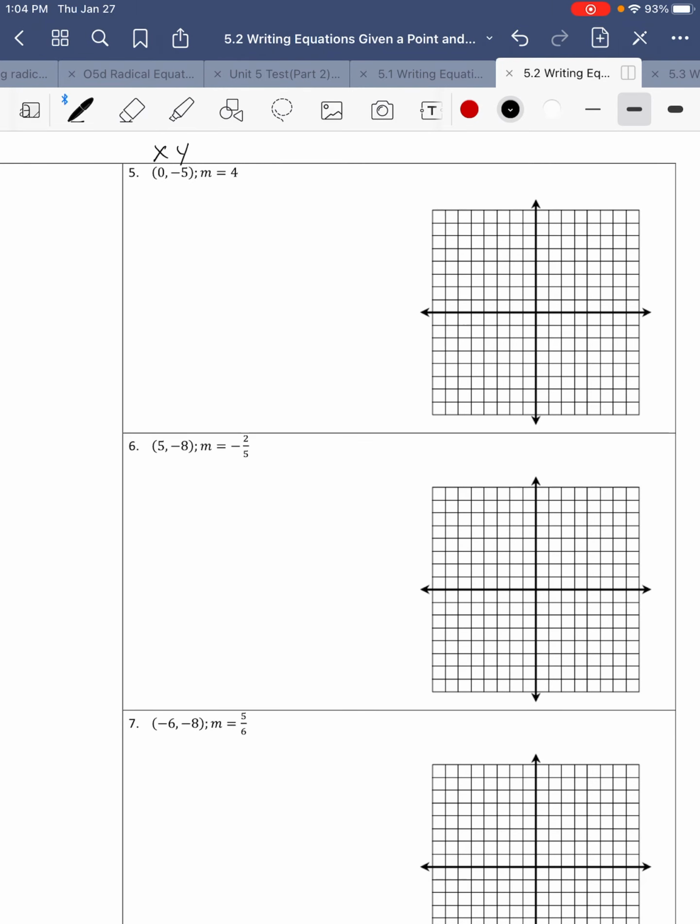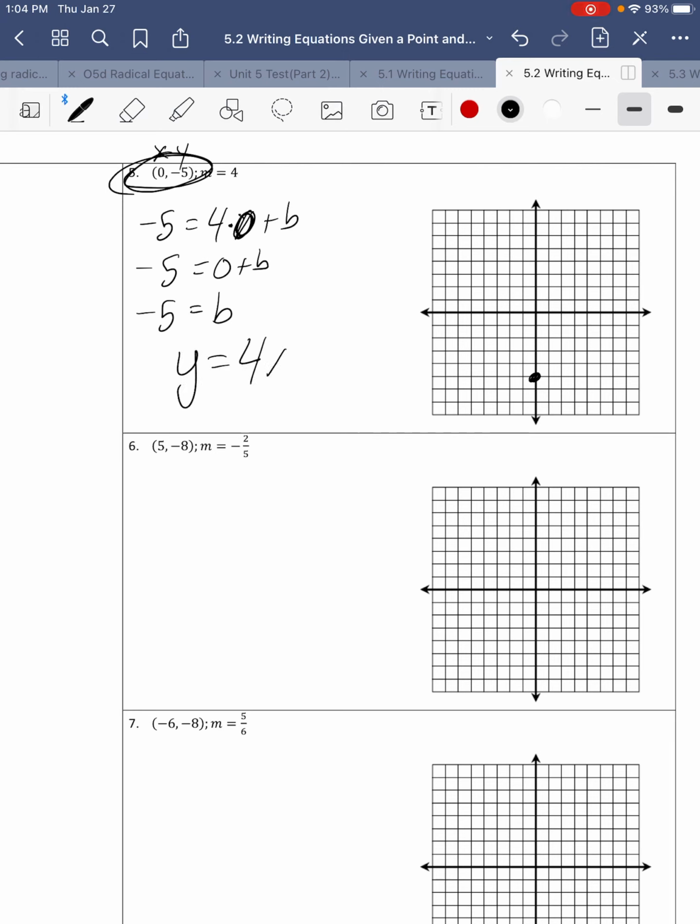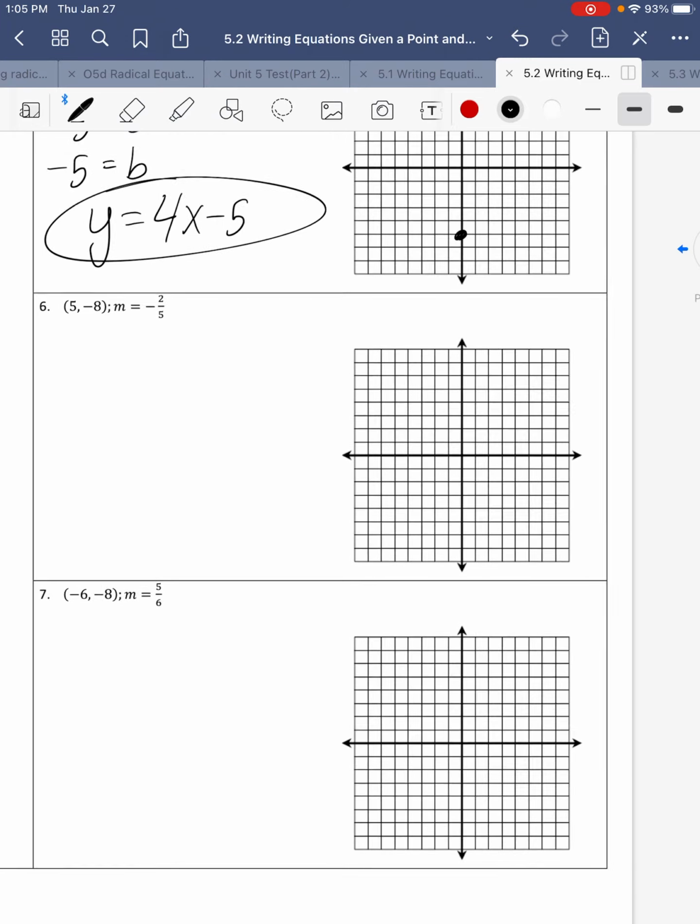On the back, we have 0, -5, so x, y, your slope. -5 equals 4 times 0, plus b. Well, 4 times 0 is 0. 0 plus b is b. So b is going to equal -5. Well, if you looked here, 0, -5 on a graph is your y-intercept. So if we realized that, we could have just done that right away. So you have y equals 4x minus 5.